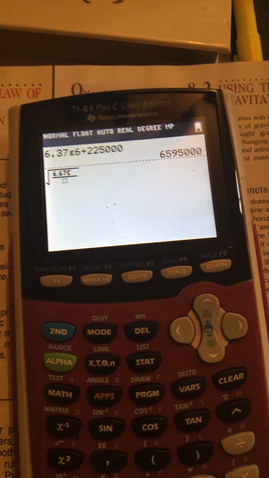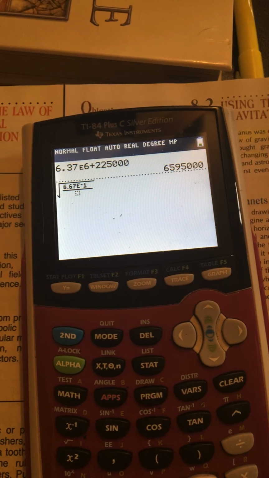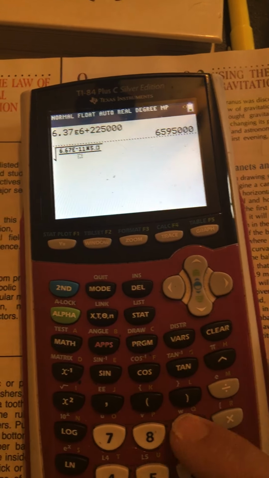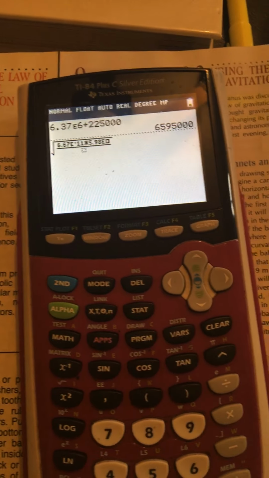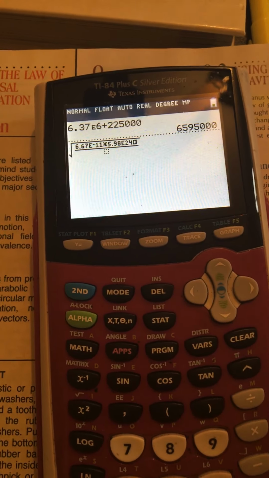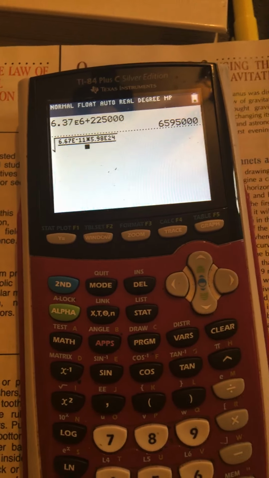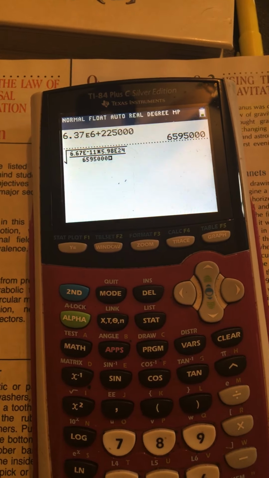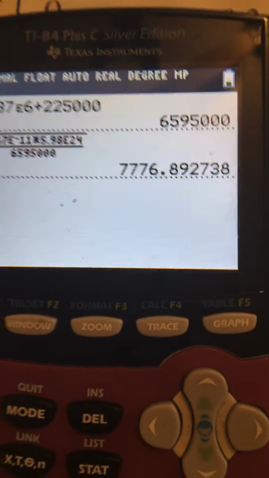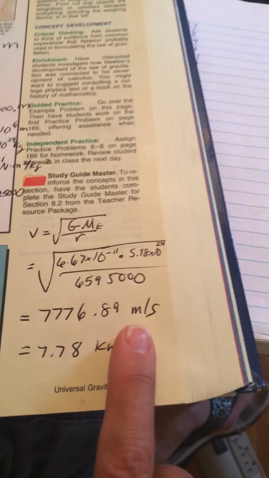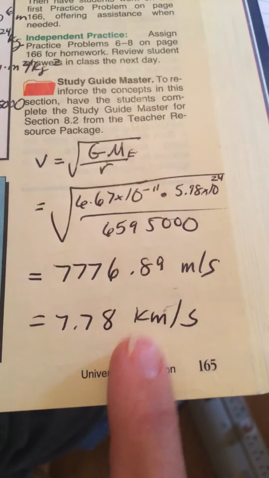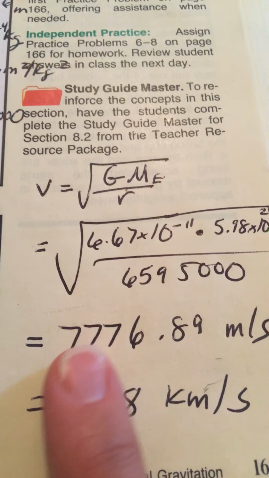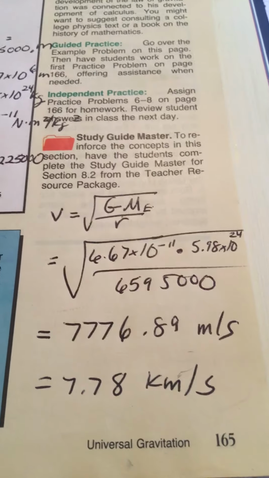6.67 EE, times 10 to the negative 11th. And now I can say times 5.98 EE, which is my times 10 to the 24th. Now I arrow down to get in the denominator, and it's 6,595,000. And I just hit enter, and there's the answer: 7,768.9 meters per second. And if you want it in kilometers per second, you go back up here and you move your decimal point 3 places that way. 1, 2, 3. So it's 7.78 kilometers per second.